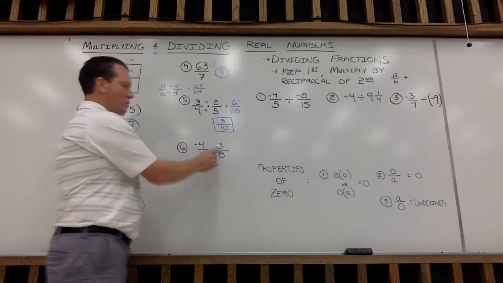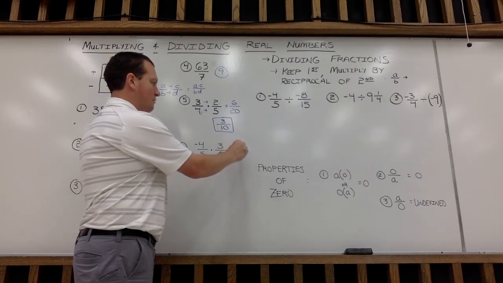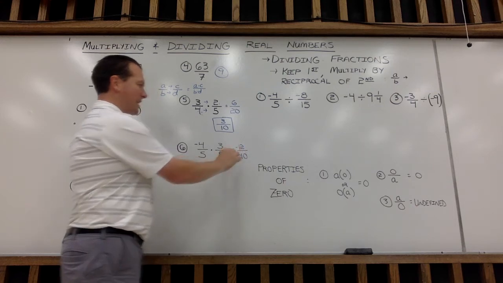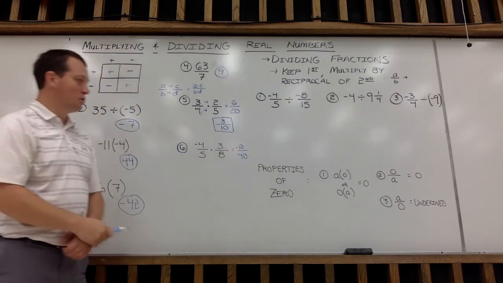So I've got negative 4 times 3 on the top, negative 12 over 5 times 8, 40. Negative 12 and 40 can both be reduced by 4.